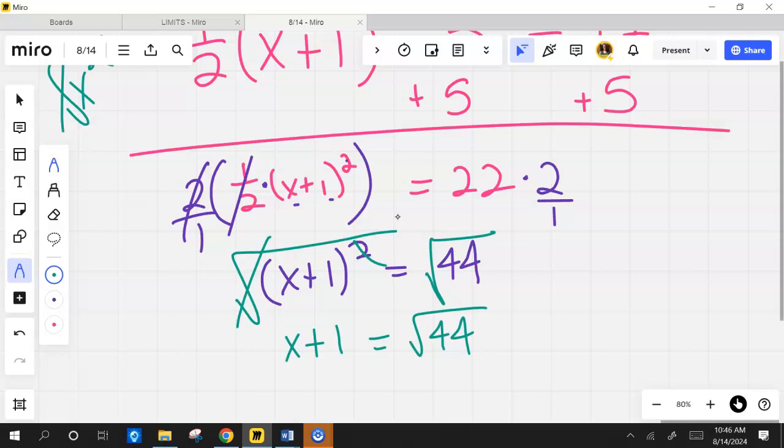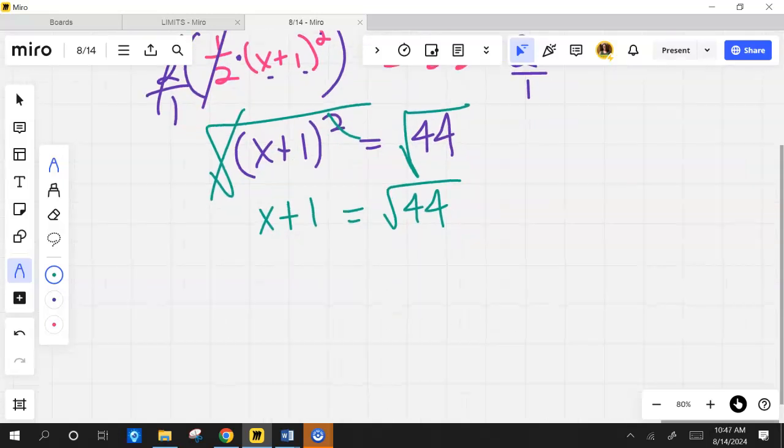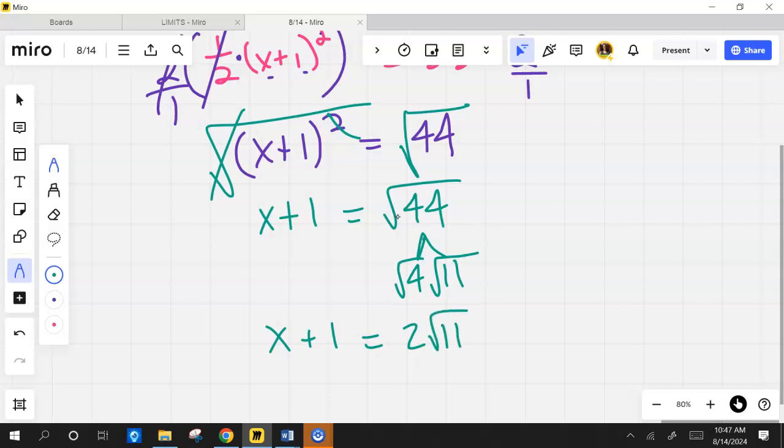I got to break it down. You're exactly right. That's probably because I do get to break this one down. Somebody said it. 4 times 11. Sorry. It is 2 root 11, but we break it down in 4 and 11, and then 2 root 11.